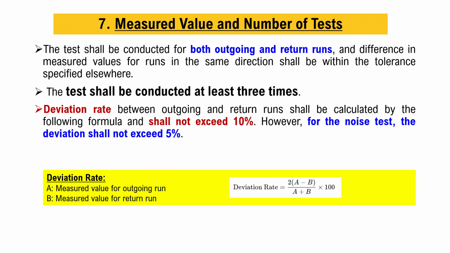What is the deviation rate between outgoing and return runs? It shall be calculated by the following formula, and this deviation rate shall not exceed 10%. However, for the noise test, this deviation shall not exceed 5%. Deviation rate calculation formula: suppose A is the measured value for the outgoing run and B is the measured value for the return run. The deviation rate is 2 multiplied by (A minus B) divided by (A plus B), multiplied by 100.